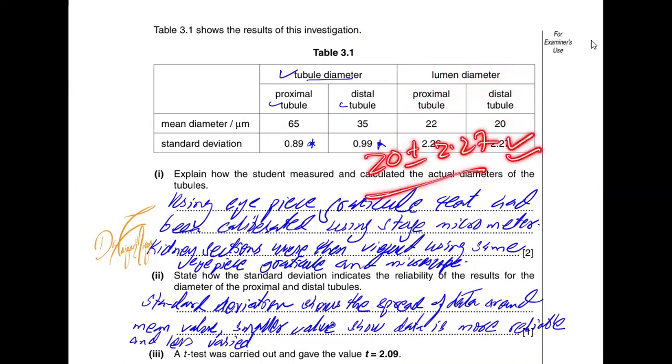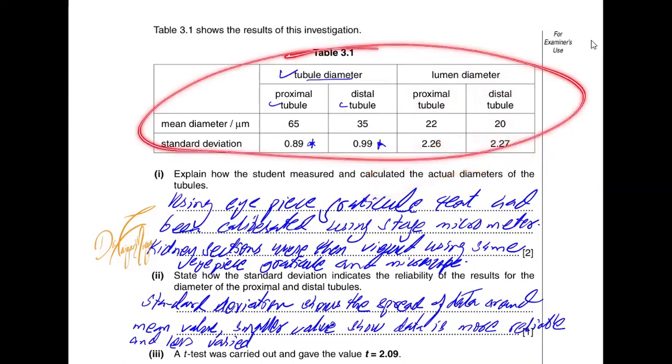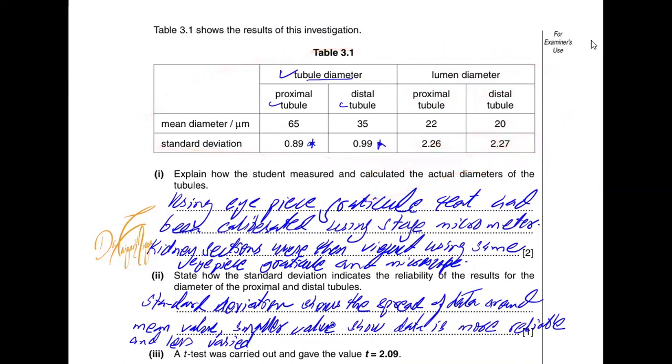So at times they give you this type of data in the table, or at times they give you a printed table of this sort. So you should know what the mean and what the standard deviation means and how they can be written together.